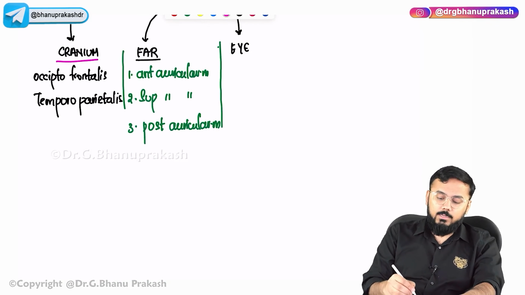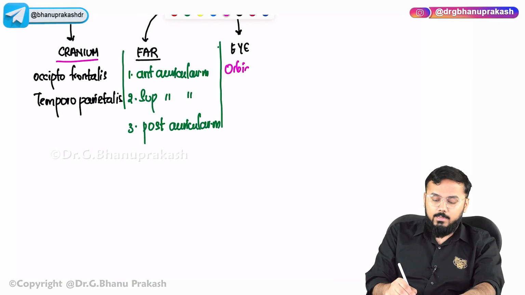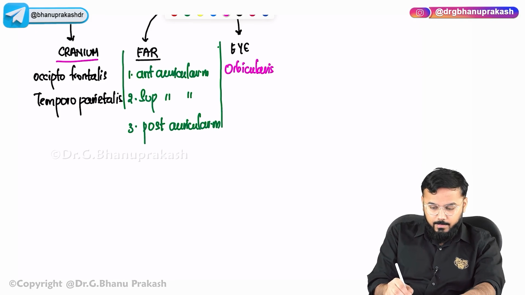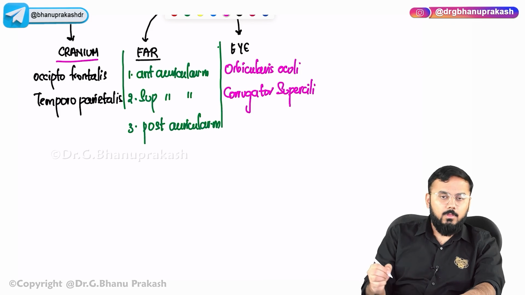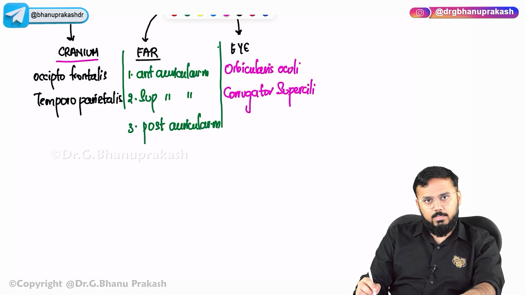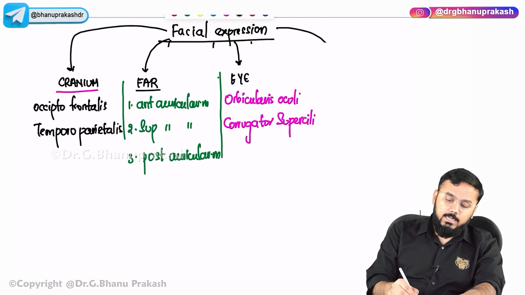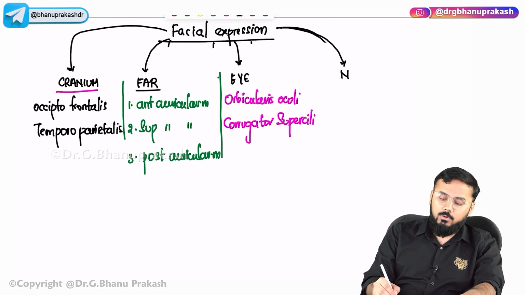Let us write down what are the muscles present around the eye. One is called orbicularis oculi, another one is your corrugator supercilii muscle. These are the two important muscles. Next we shall discuss what are the muscles that are attached to the nose.